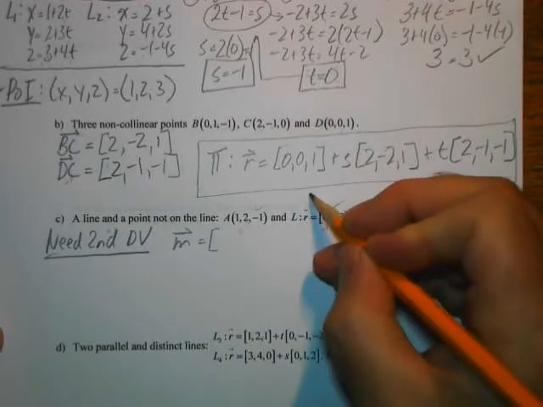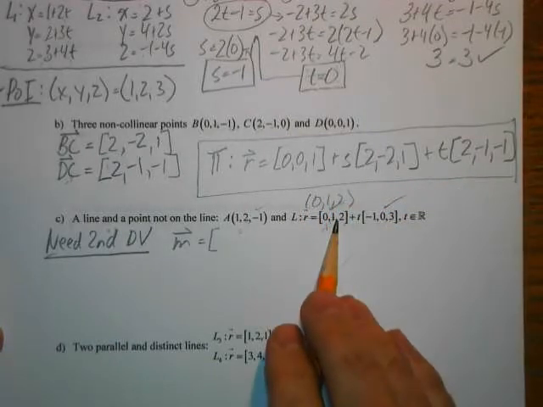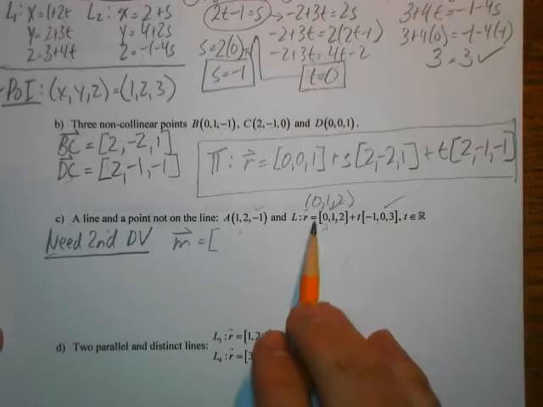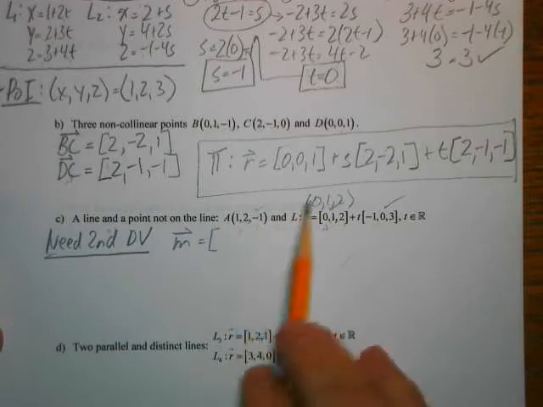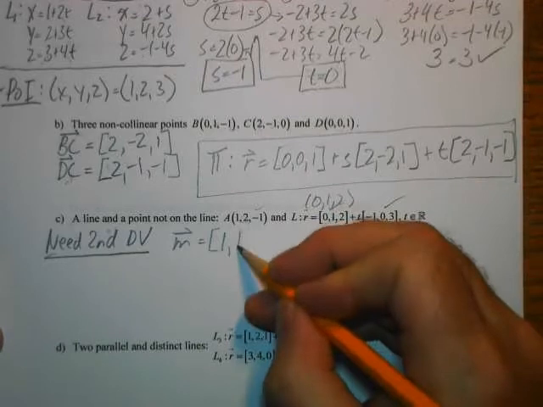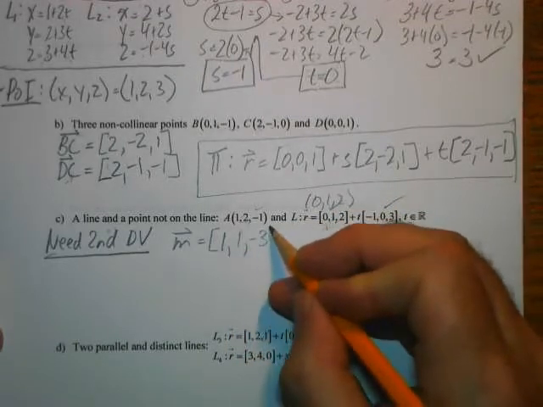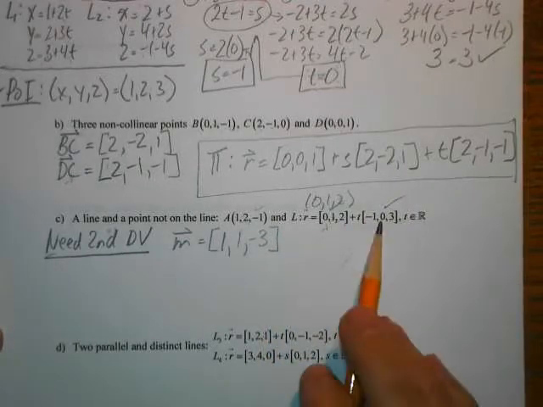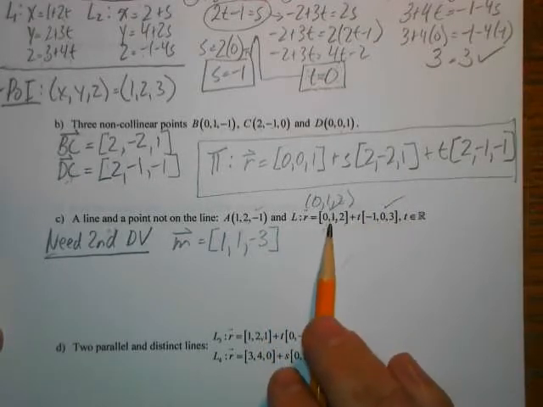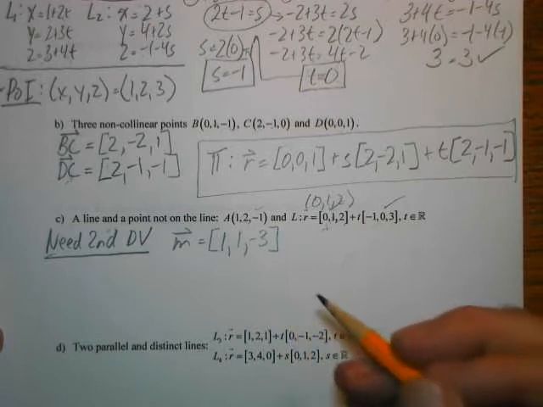So I've got my point 0, 1, 2. And if I subtract, and again, it doesn't matter which order you subtract, I'm going to subtract in this order. So 1 minus 0 is 1, 2 minus 1 is 1, and -1 minus 2 is -3. So there's a second direction vector. There's my first one, and I guess I'll just keep using, it doesn't really matter which of these I use. Maybe I'll change it just to show that you can.